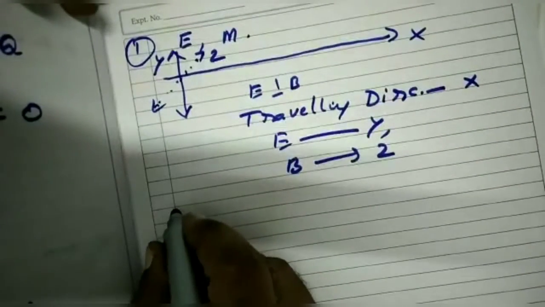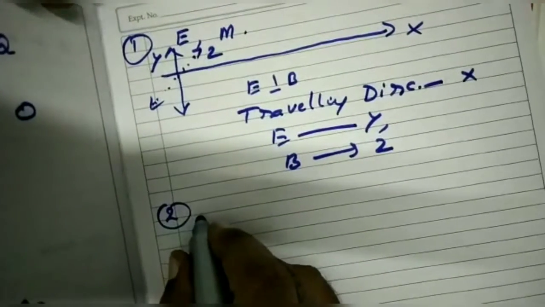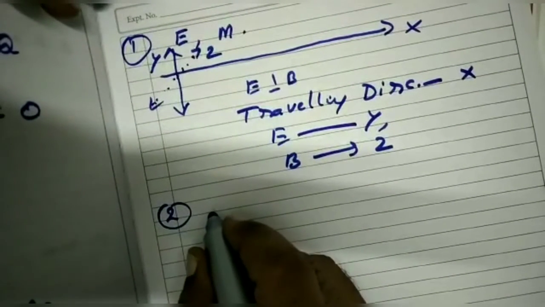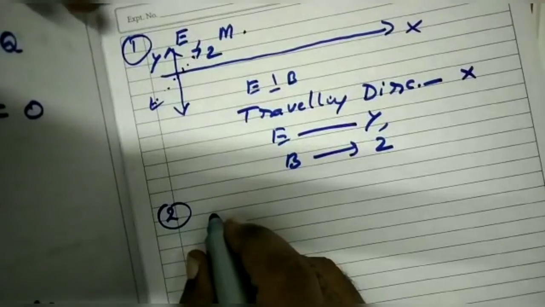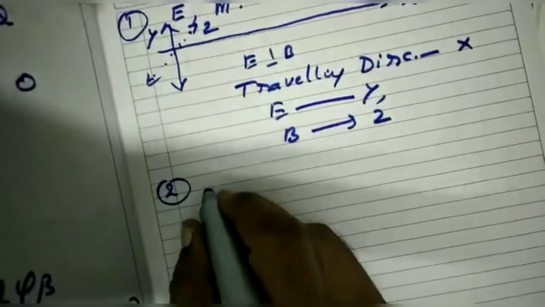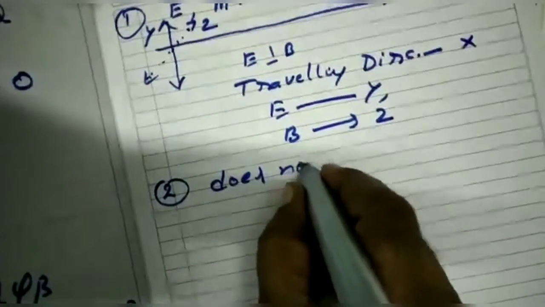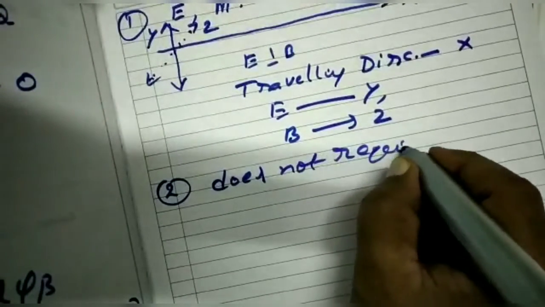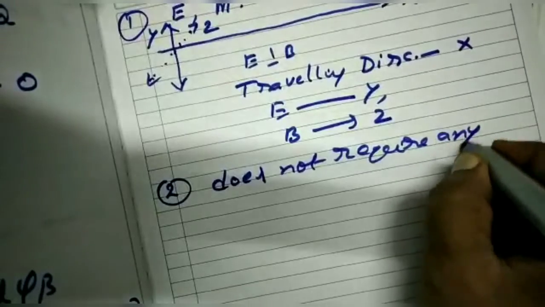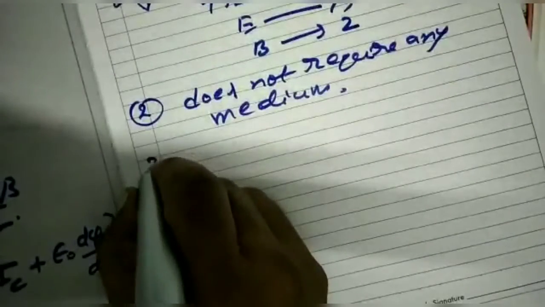So in that way, two fields are there. And this electromagnetic wave doesn't require any medium for its propagation. In vacuum also it will travel. Through any medium also it can travel. So it doesn't require any medium. This is the second property of the electromagnetic waves.